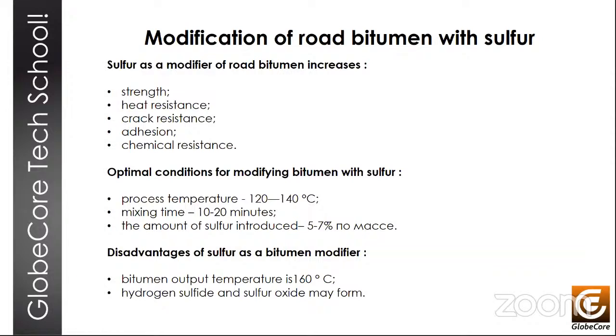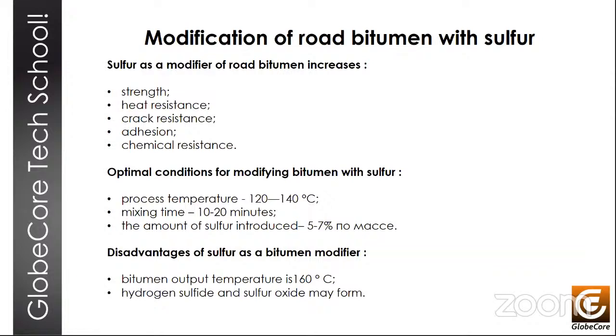It's essential that the introduction of sulfur up to 7% by mass reduces the brittleness temperature of bitumen by 2 degrees centigrade, which affects the durability of the road surface. With a decrease in the brittle point of bitumen by 2 degrees, the time before intense cracking occurs is extended by 2.5 years.